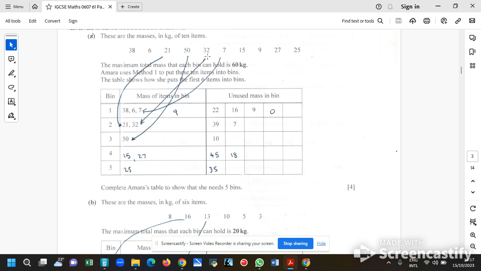So you can see that you're not necessarily using up bin 1, filling it up, then moving on to bin 2, filling that up. You're going bin 1, bin 2, bin 3, bin 2, bin 1. You know, you're jumping around depending on where the bins have got capacity.